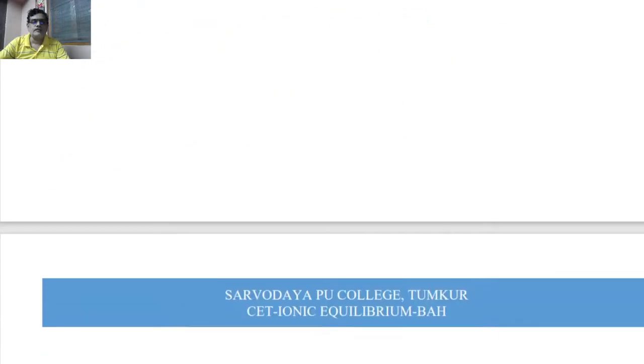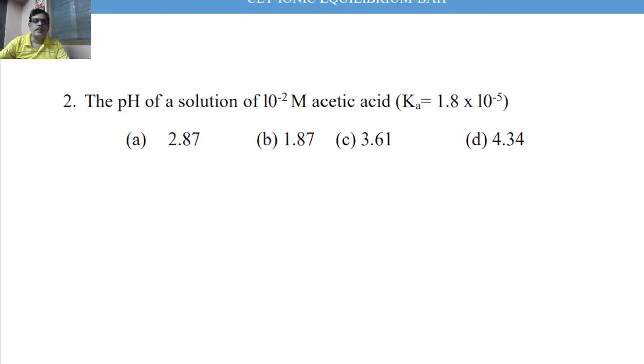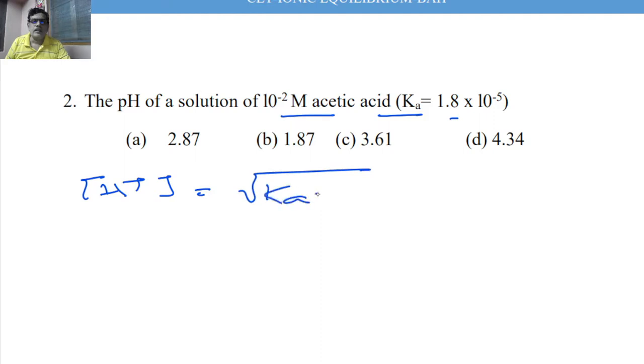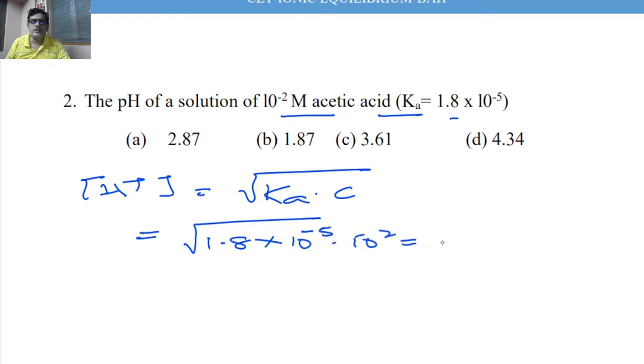Second question. The pH of 10 to the power of minus 2 molar acetic acid. Ka value is given because it is a weak acid. So you should note that concentration of H plus is given by the square root of Ka into C. So square root of Ka into C means it is the square root of 1.8 into 10 to the power of minus 5, into concentration 10 to the power of minus 2.